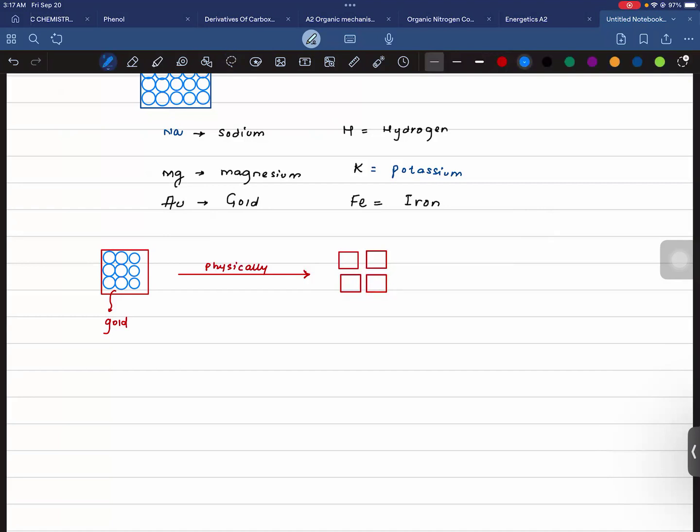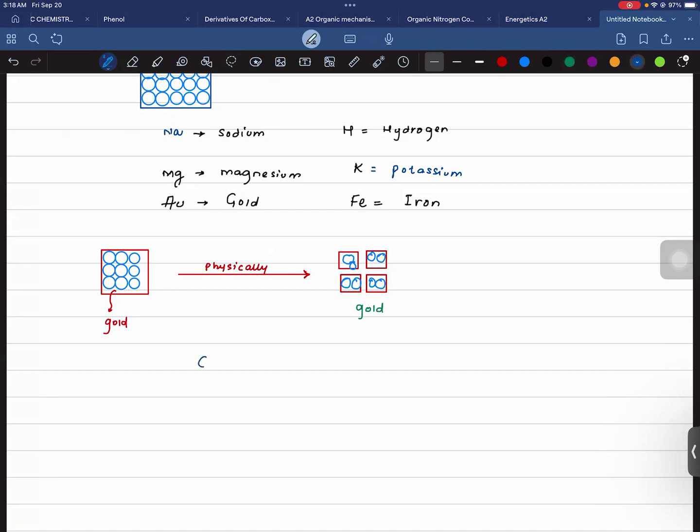So wait, what do you mean by physically? Let's suppose I'm going to hit a piece of gold, a piece of copper, a piece of magnesium, or a piece of iron. It can break down into smaller pieces. It's still gold. Still this is gold. Still this is gold.